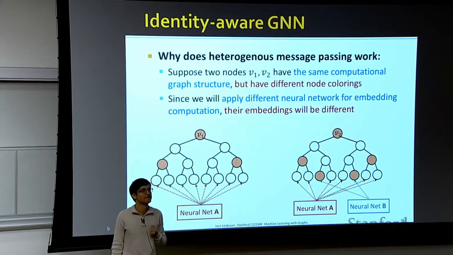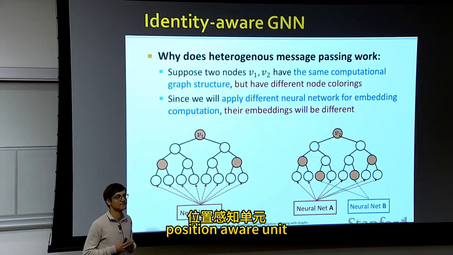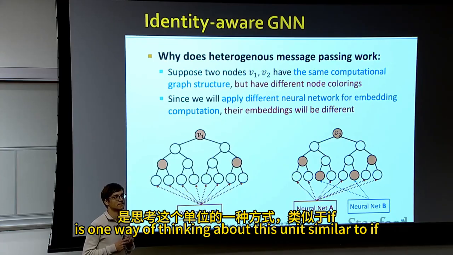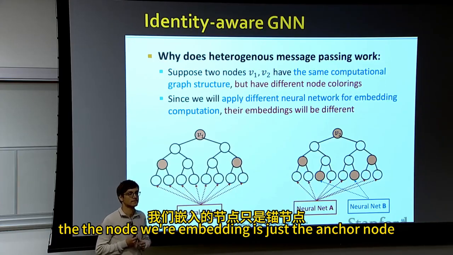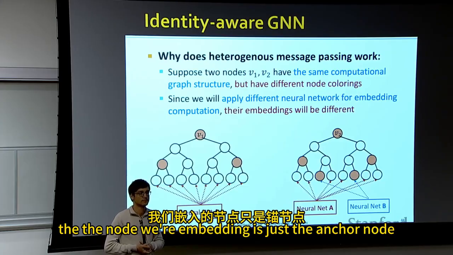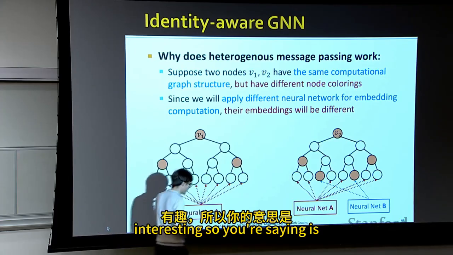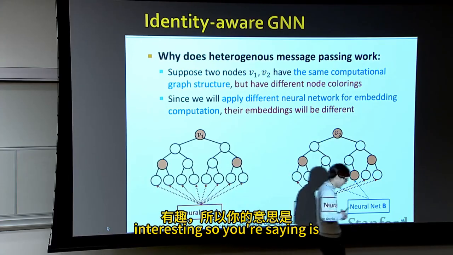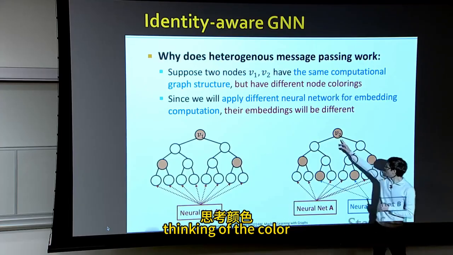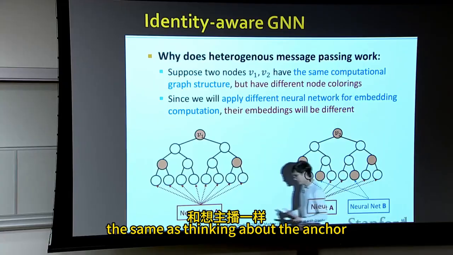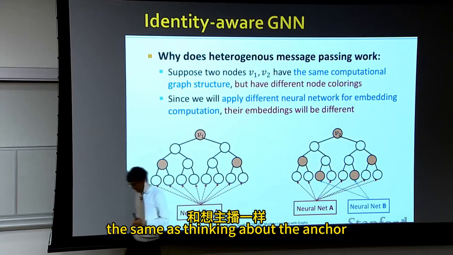Yes. Just connecting this GNN with the position-aware GNN, is one way of thinking about this GNN similar to the case where the node we're embedding is just the anchor node? Is that a way of thinking about what the color means? Interesting. So you are saying to think of the color the same as thinking about the anchor?